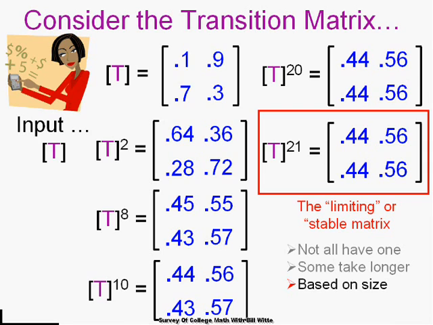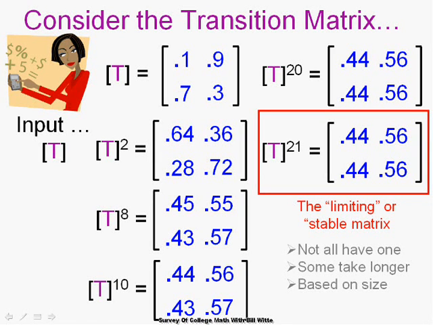Get the idea? It's really going to be based on the size of the matrix. When I say size, is it a 3 by 3, 4 by 4, etc. But you're not going to have to worry about that. If you want to get the stable state vector, just raise it to a high enough power so that it stabilizes, is the name of that tune. Okay?